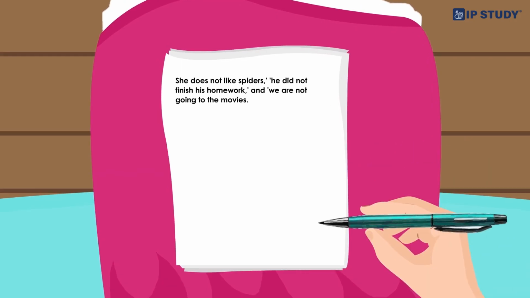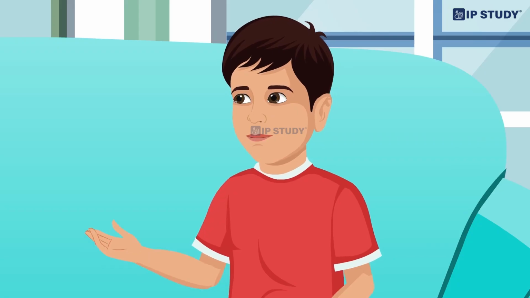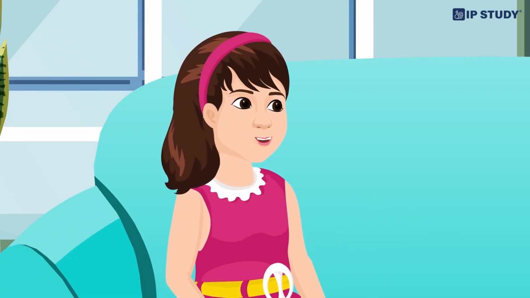For instance, she does not like spiders. He did not finish his homework. And we are not going to the movies. I see. So, you just add not after the verb. Exactly. But sometimes it gets a bit more complicated.